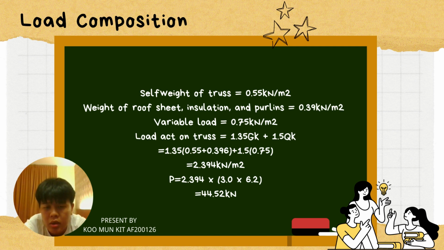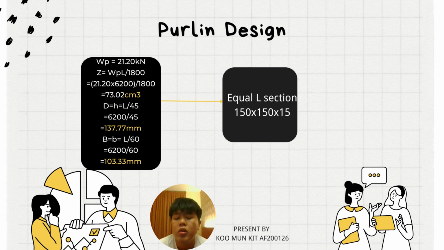Then the load acting on the truss is 1.35 Gk plus 1.5 Qk. So the total load acting on the truss is 2.394 kN per meter square, and the point load acting on the truss is 44.52 kN. After all the load combinations are known, we proceed to the purlin design.